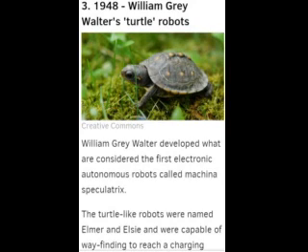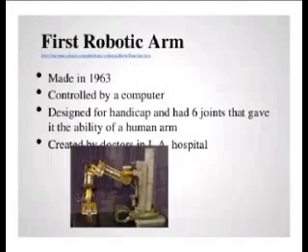The next one is the turtle robot. It was developed by William Grey Walter. It is the first electronic autonomous machine, called Machina Speculatrix. They were named Elmer and Elsie. This was the first electronic robot.